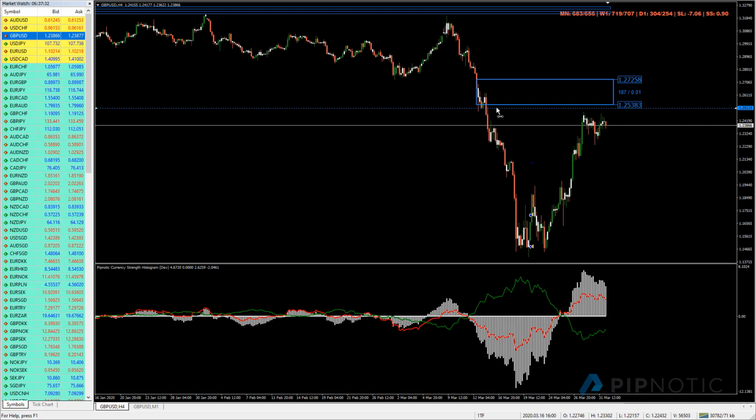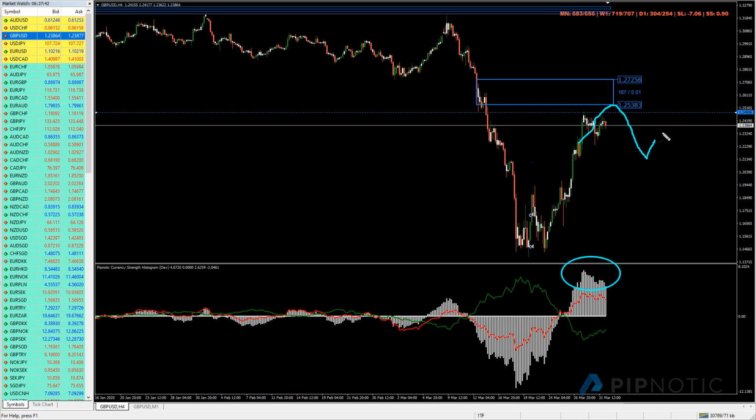Price didn't really get up there, did it? Price only managed to come back to the wicks. So it had support, became resistance, which is just below this area of supply, and at the same time we have a pretty high reading in the histogram, so we can expect price to potentially do something like that.